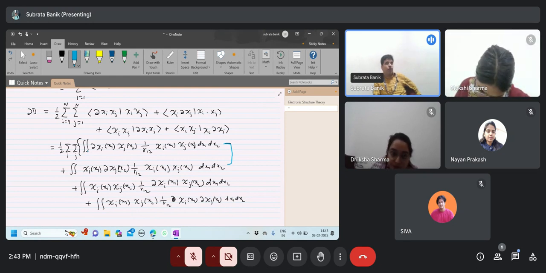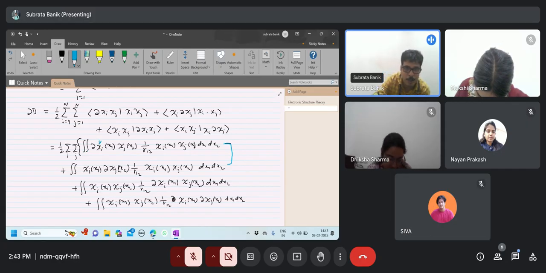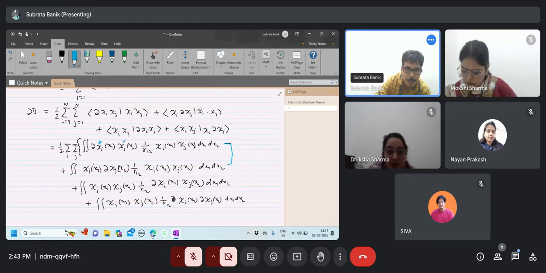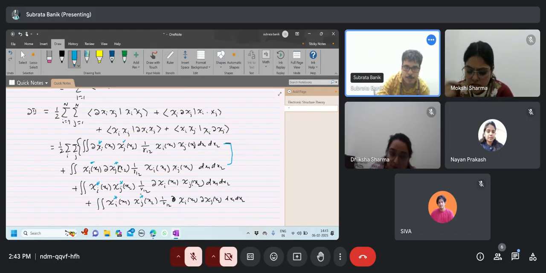Similar argument you can put and show that the second are also exactly same. Yes, we have to put the stars. I forgot to put the stars. All will have stars. Yes, that must be there. These are conjugate, right? So first two are exactly same, and last two are also exactly same.